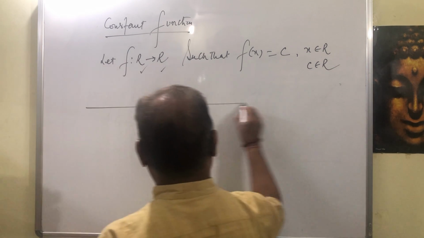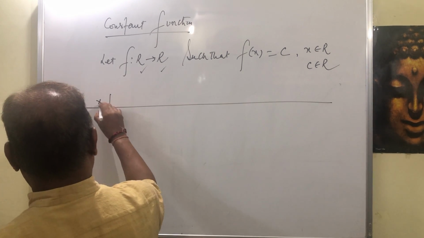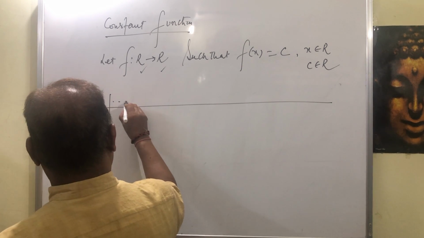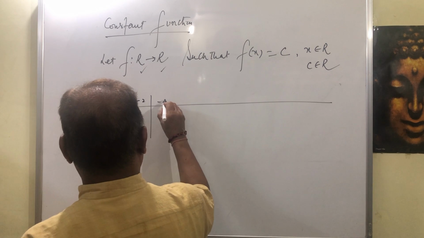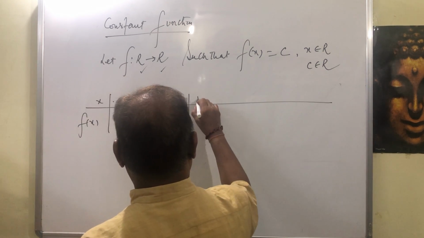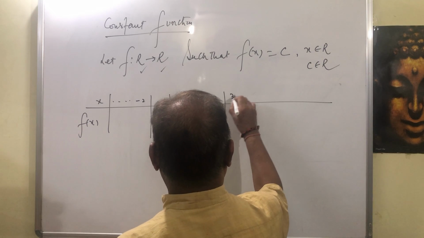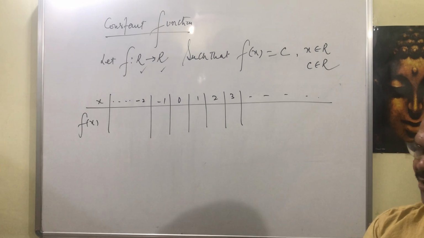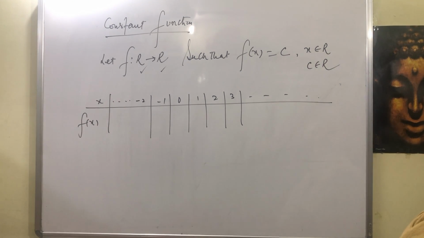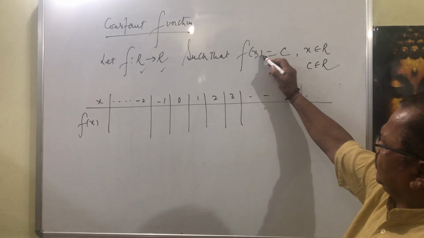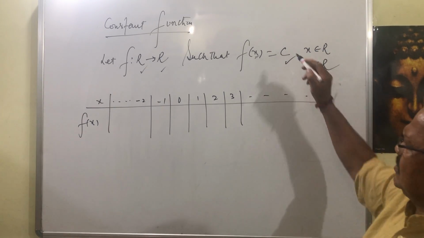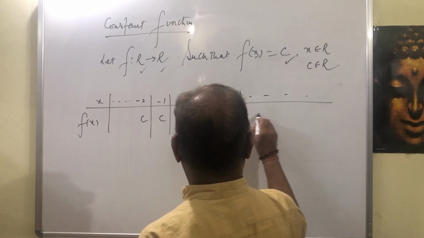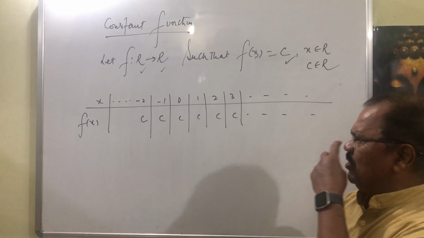Let us see it in boxes, x and f(x). Suppose I am writing here -2, -1, 0, 1, 2, 3, whatever you take, no problem. x is the independent variable, and let us write the dependent variable. What is f(x)? When x is -2, f(x) is c. When x is -1, f(x) is c. So everywhere f(x) is c. Since f(x) is c everywhere, this is called a constant function.